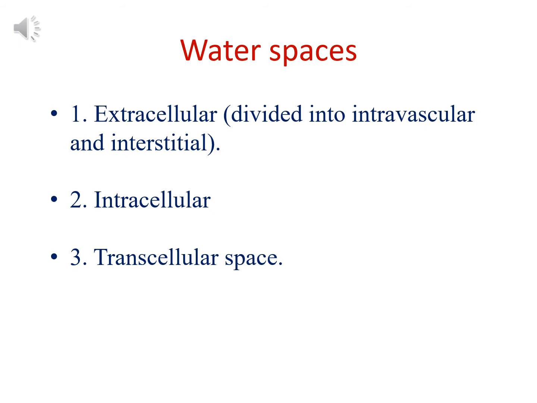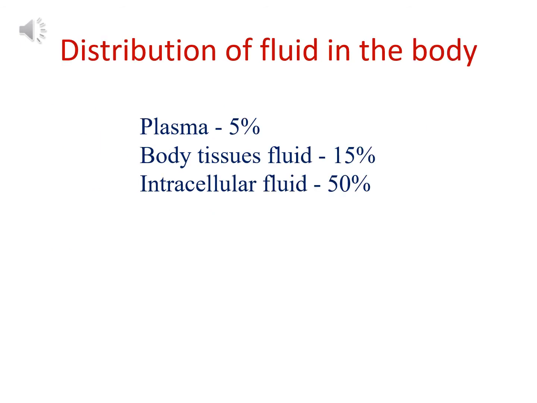Where does the body store water? There are some water spaces. First is extracellular. It's divided into intravascular and interstitial. The second is intracellular. The last is the transcellular space. All fluid in the body is distributed as follows: 5% is plasma, 15% is body tissue fluid, and 50% is intracellular fluid.